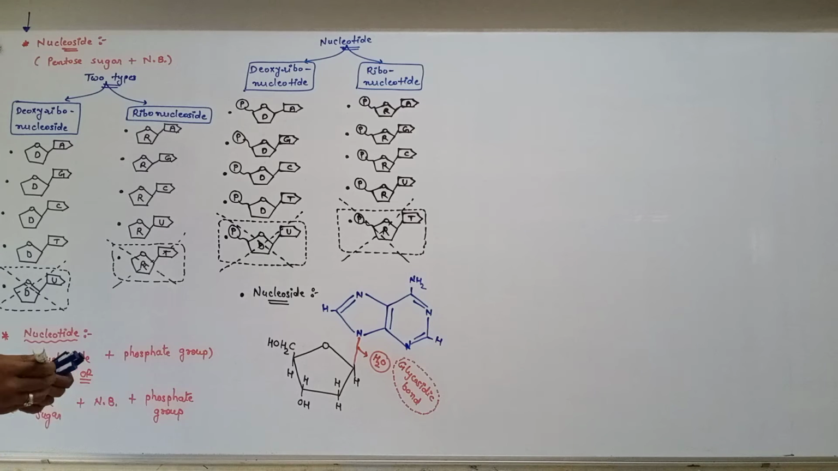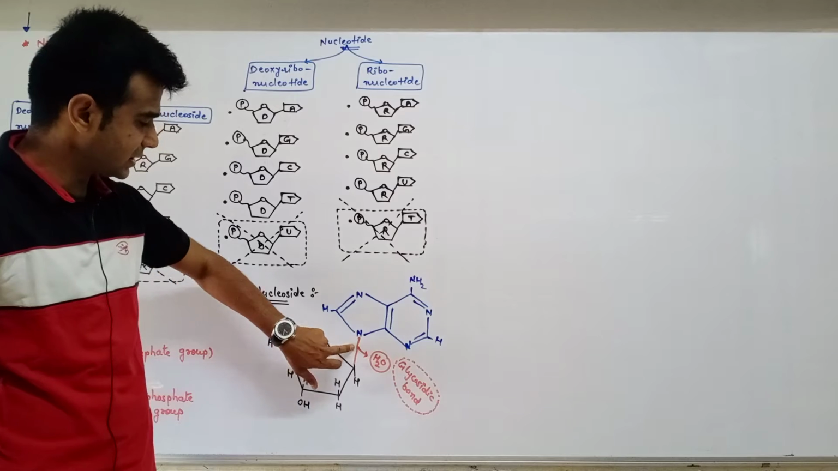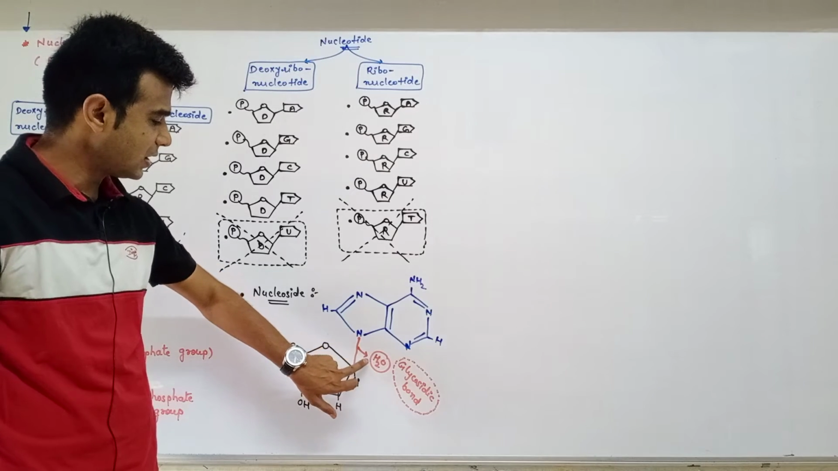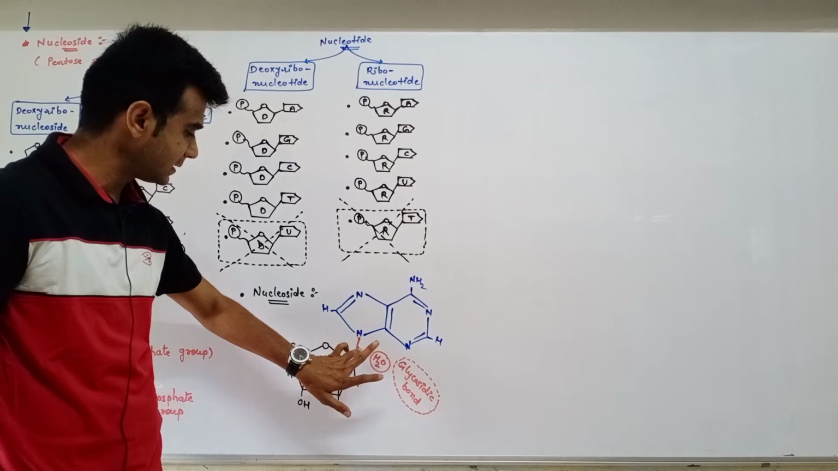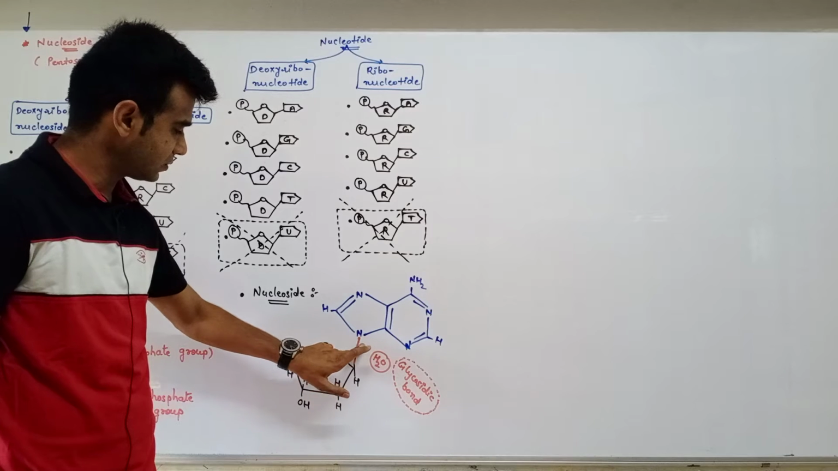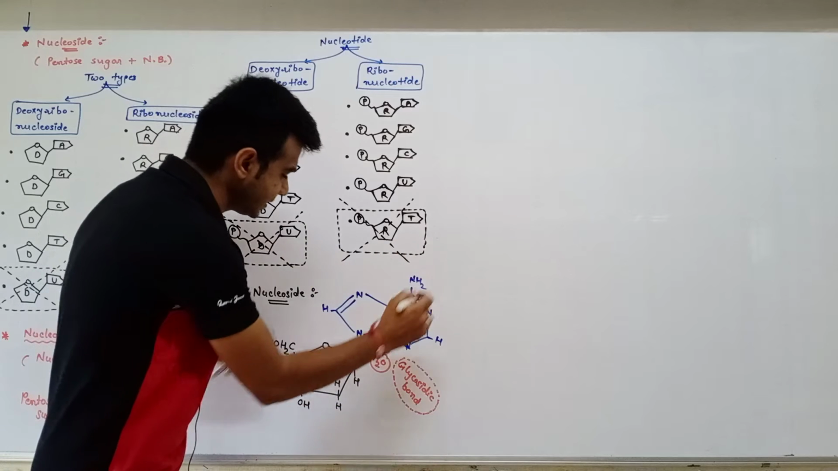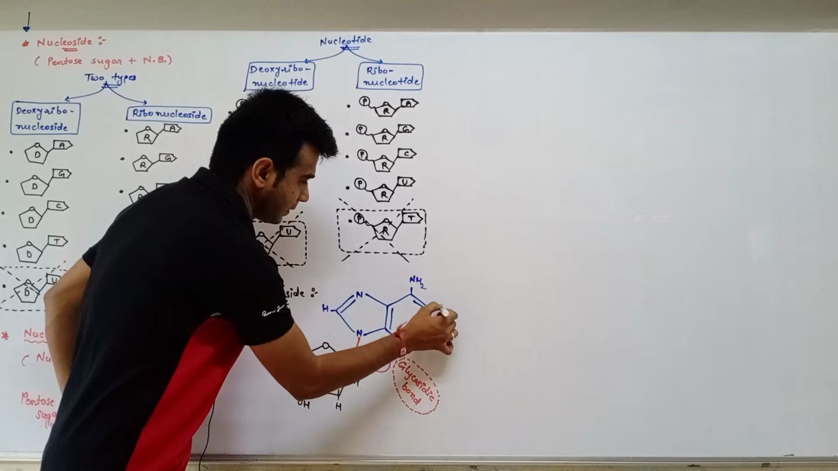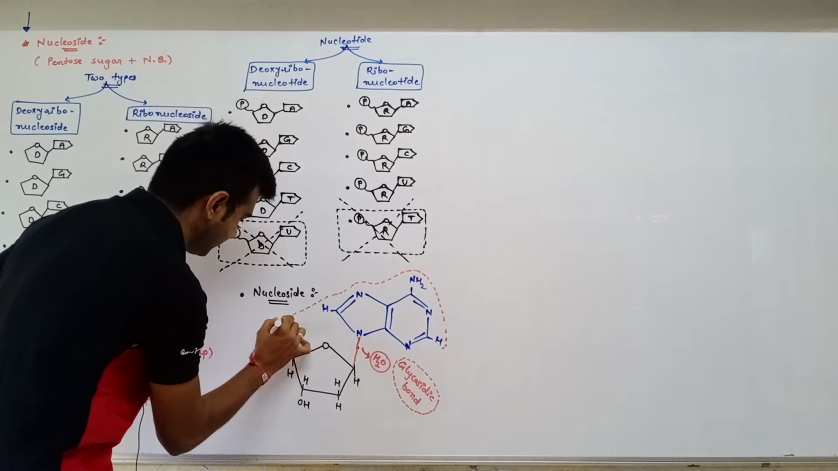So here from ninth number nitrogen, hydrogen, and from first number carbon OH, both are joined together, water is released. So this molecule is known as, so just I am making arrow here in this way, that this is the structure of nucleoside.